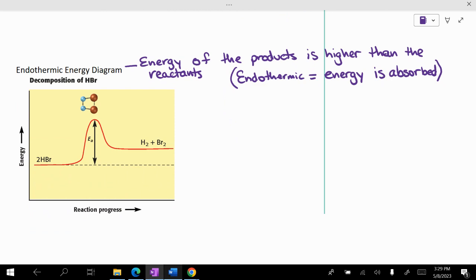And so reactants are always on the left. Products are always on the right. In the middle, at the top of the activation energy, is your activated complex. And then E sub A, this arrow here, is your activation energy.